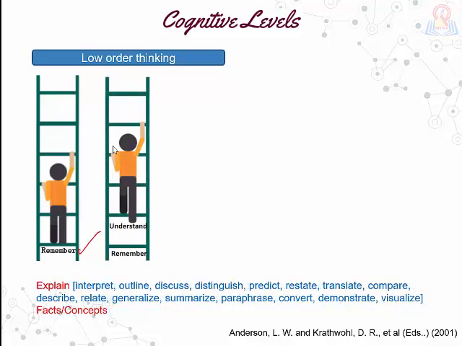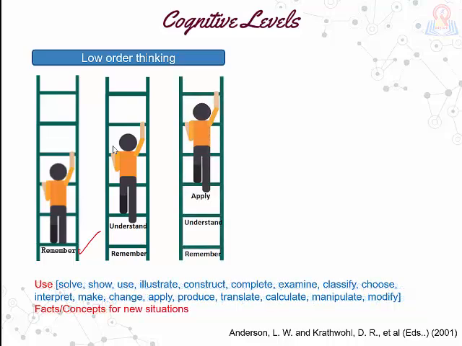These levels are hierarchical, one above the other. That's why I show the ladder type. The third one is apply level. First, the student will remember, then understand, then apply. In apply, you have to use these kind of verbs: use, solve, show, use the facts, concepts for new situations. These are the suggested verbs. These three levels form the low order thinking.